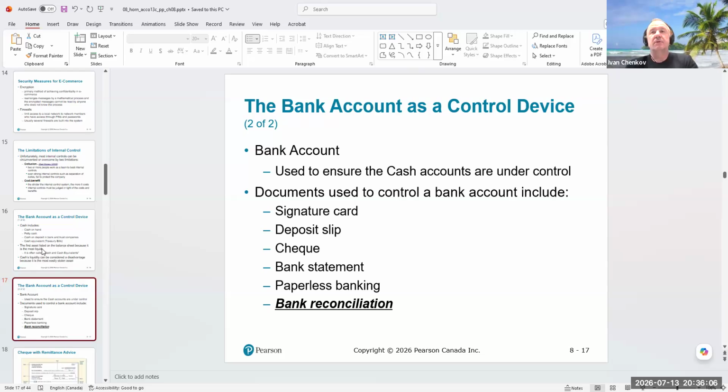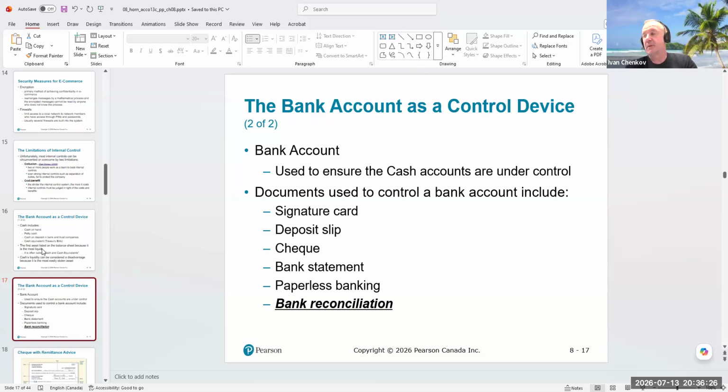Documents which are used to control the bank account include the signature card or cards, access card, and deposit slip. The deposit slip is going to be filled out and given to the cashier, and he's going to transfer the amount on the checks into the bank account.